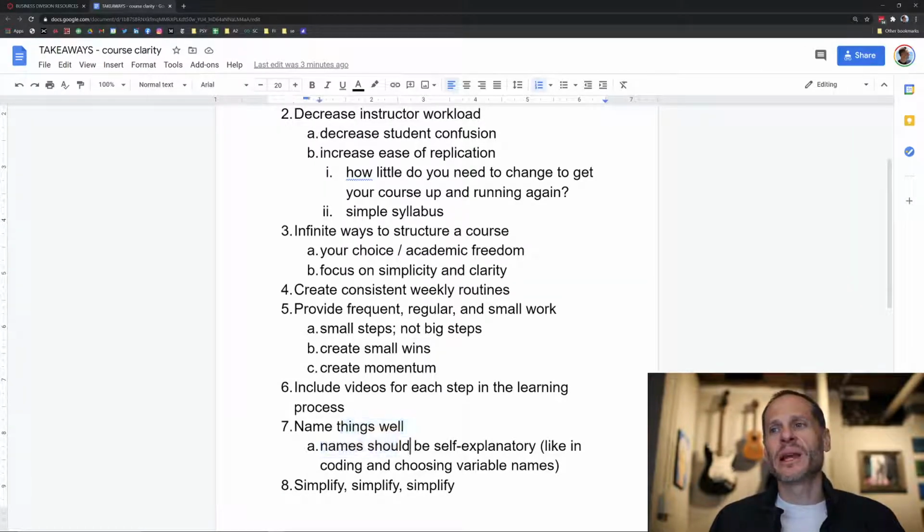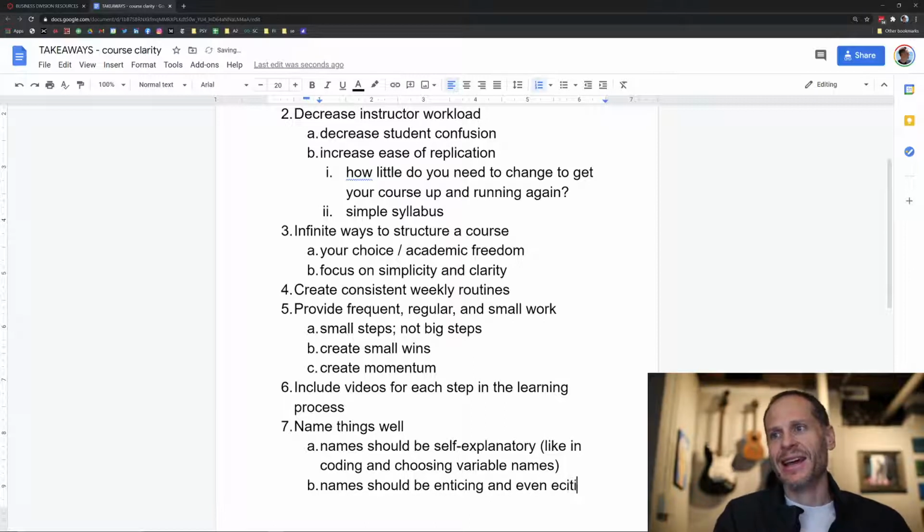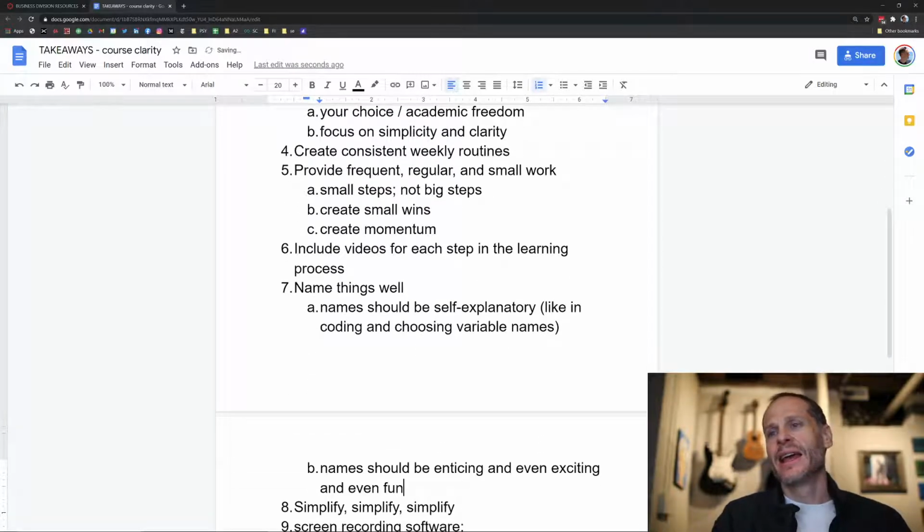Names should be self-explanatory, and names should be enticing and even exciting. Let's make the learning process fun. Let's make it exciting and fun.